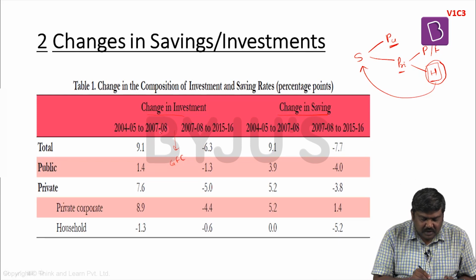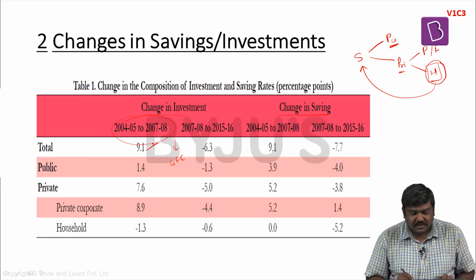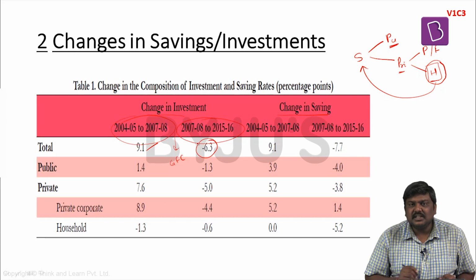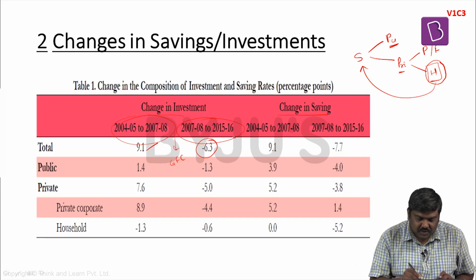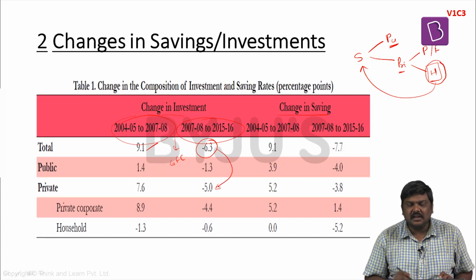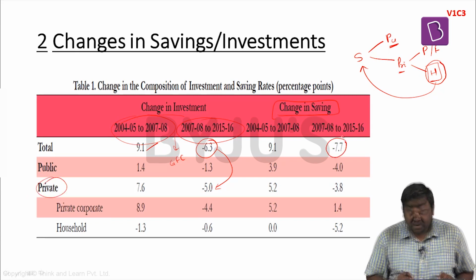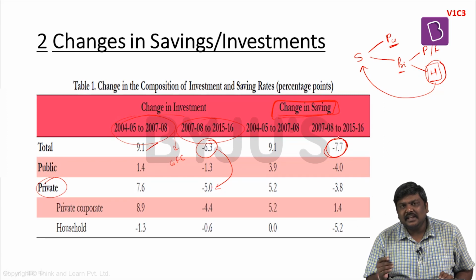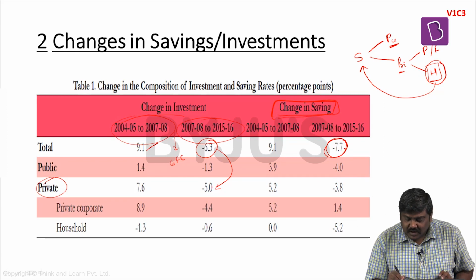Between 2004-05 and 2007-08, the investments increased by 9.1%. But after this, in a span of 8 years, that is financial year 2008 to financial year 2016, the investments declined by 6.3%. Out of this decline, the majority, around 80%, came from the private sector itself. If you see the other side of the table, which represents the information on change in savings, you will see that there is a more than 7% decline in 8 years after the global financial crisis, and this decline has come from two sectors, that is the public sector as well as the private sector.